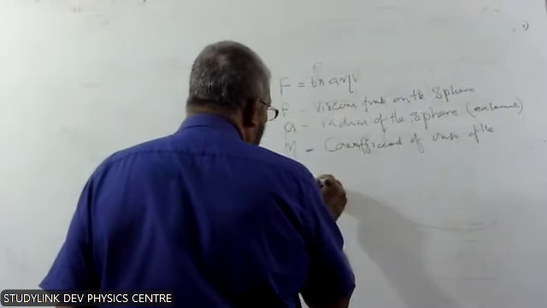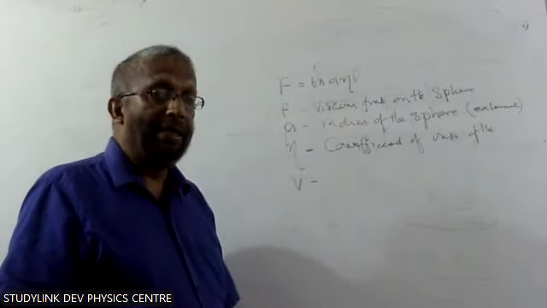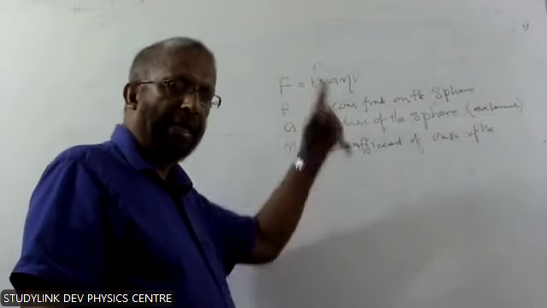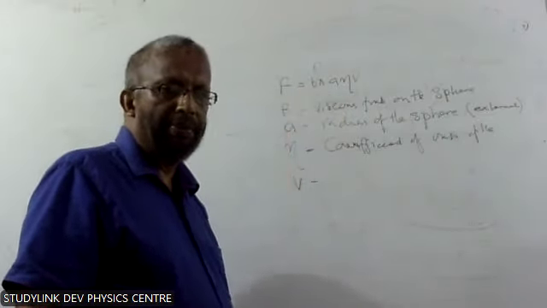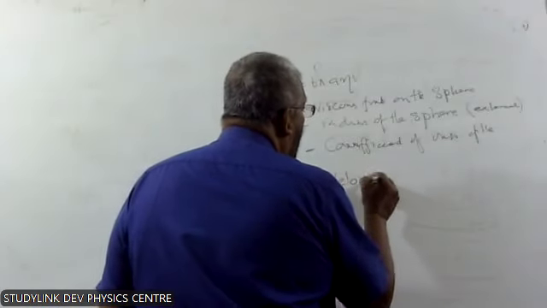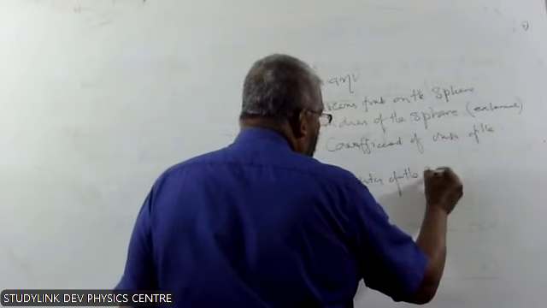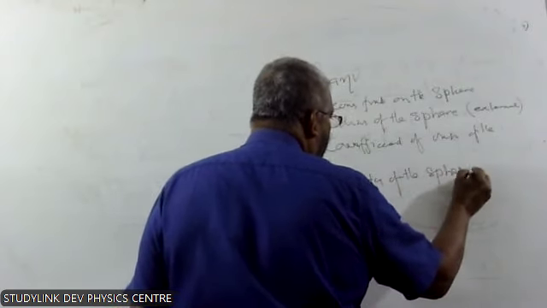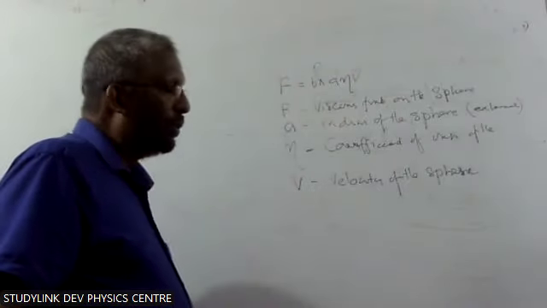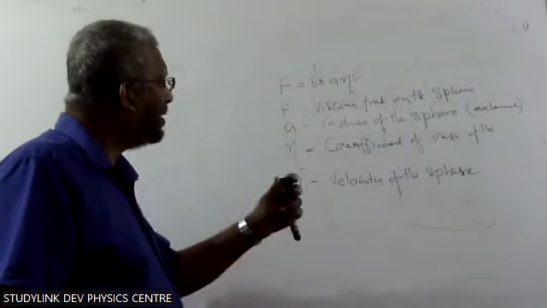Sometimes you might, in a hurry, write terminal velocity. Stokes law is not only for terminal velocity, we can apply it even to terminal velocity. v is the velocity of the sphere. This is how you write it if they ask you to describe the terms. Pi is not needed.